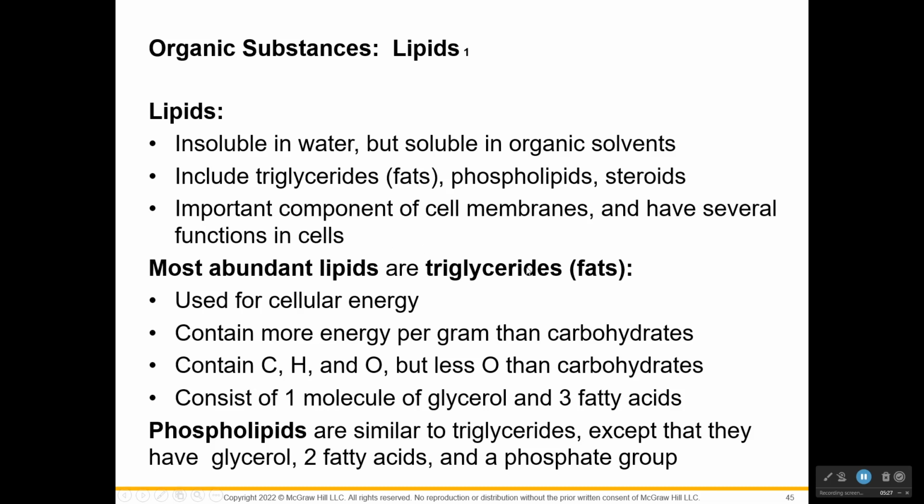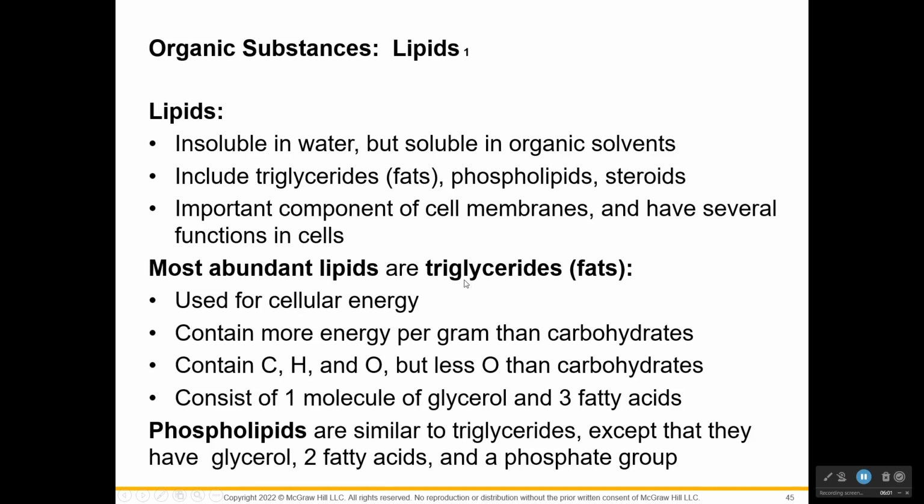So most lipids are fats, and the science name for a fat is a triglyceride, tri meaning 3. And so this is stored energy, and there is more energy in 1 gram of triglycerides, fats, than carbohydrates. That's why oil lamps burn so well, wax candles burn so well. There's a lot of energy in fats. There is energy in sugar, but it's going to burn pretty quick and be done.